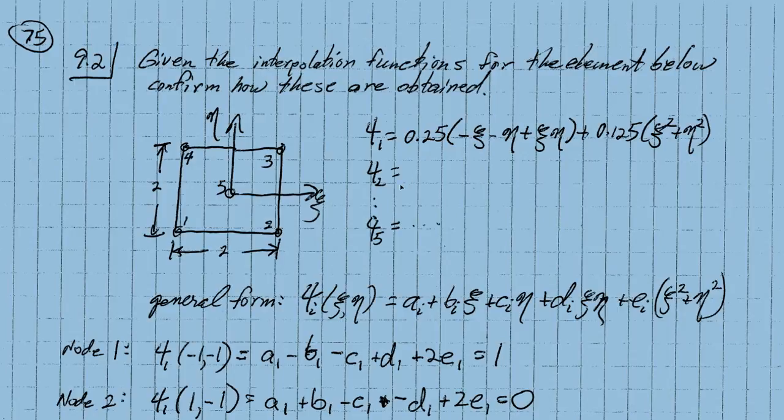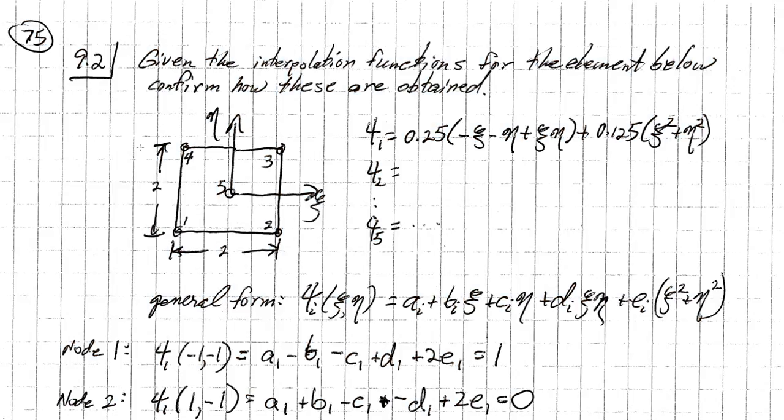Okay, so what we're going to do is a couple examples. This is one that comes straight out of Reddy's book, example 9.2, and it talks about interpolation functions for a special type of quadrilateral element. In this element you have 5 nodes, one on each of the 4 corners and one in the center. And the coordinate system we're using is the local coordinates eta and zeta.